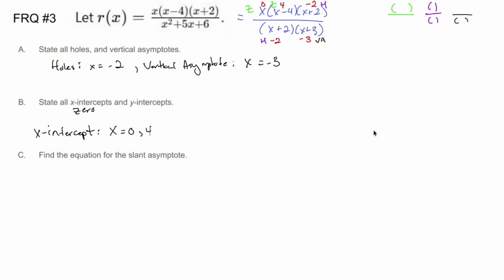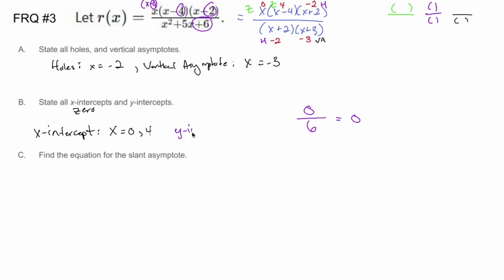If we look at all the factors, technically, this can be written out as x minus 0. So if I were to multiply all the numbers up here, I would get 0 times -4 times 2, which is 0. And down on the bottom, where I have 6, I would get 0 divided by 6, which means 0 is going to be my y-intercept.